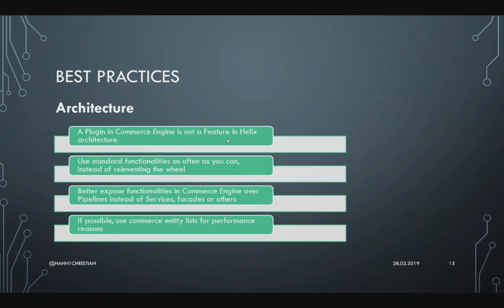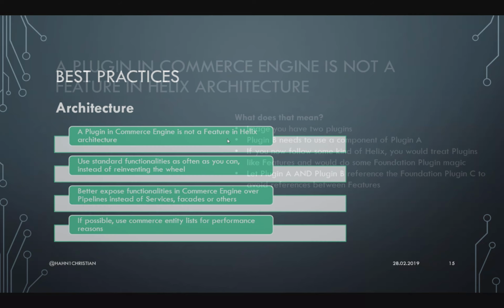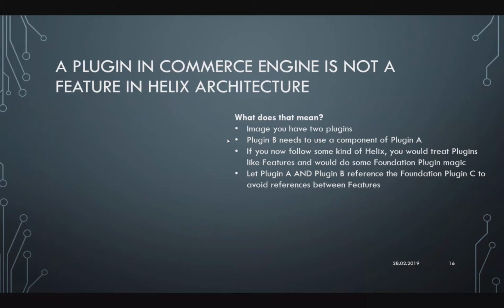So it's high level for technical guys and for developers, but also good to know for all other people working with Sitecore Commerce. So the first thing for me, personally, quite important. And for me, I would say, and that's what I learned, a plugin in Commerce Engine is not a feature in HELIX architecture. So you all know maybe SXA and you all know HELIX architecture and Sitecore XC.